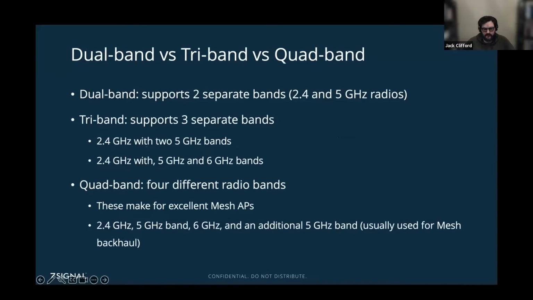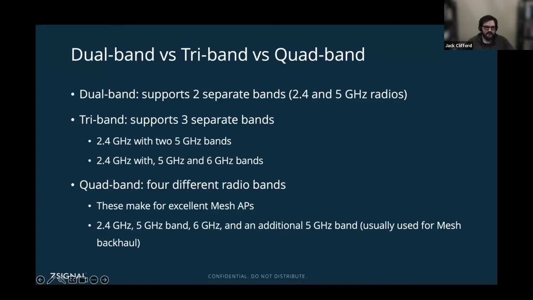Some things that you can kind of see in terms of APs, dual band. I'm sure you guys have heard of dual band, tri-band, maybe even quad band. So this is some terminology that you'll see when you're looking at APs. So dual band, think of it as just two separate bands. So typically that's 2.4 and 5 gigahertz.